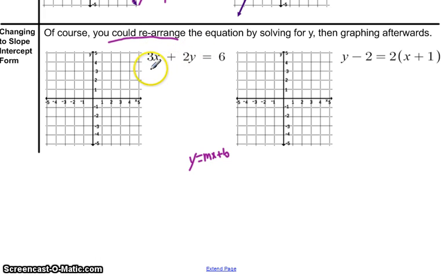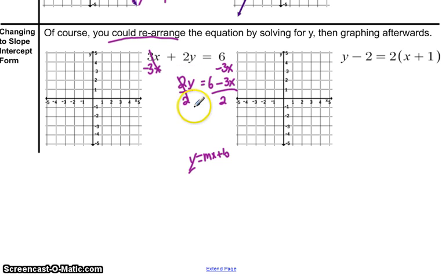So if we were to solve for y, the first thing we're going to do is get this 3x to the other side of the equation. So I'll subtract 3x from both sides. 3x minus 3x is 0, and we're left with 2y on the left-hand side of the equation. On the right-hand side, I cannot subtract 6 and 3x, so I've got to leave that as 6 minus 3x. What's left? Well, this is 2 times y, and we need y to be by itself, so I'll divide both sides by 2.